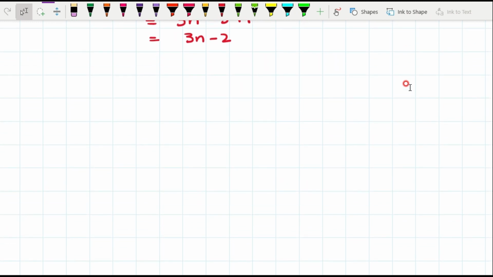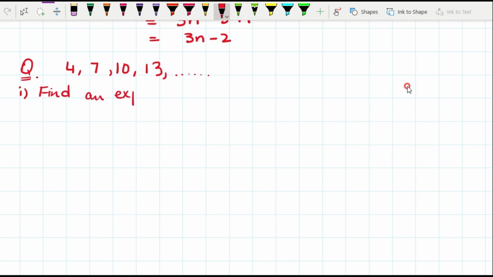Okay, let's have another example. The example is 4, 7, 10 and 13. The question says, find an expression for the nth term of the sequence.